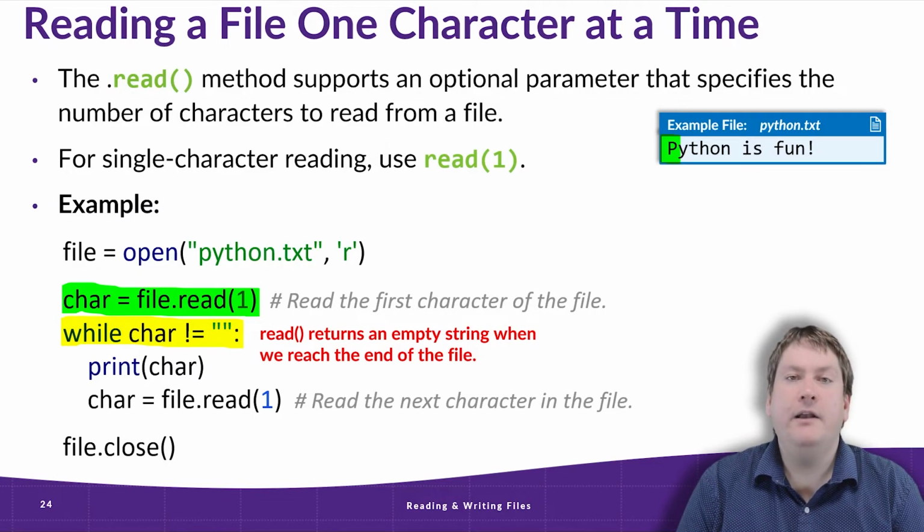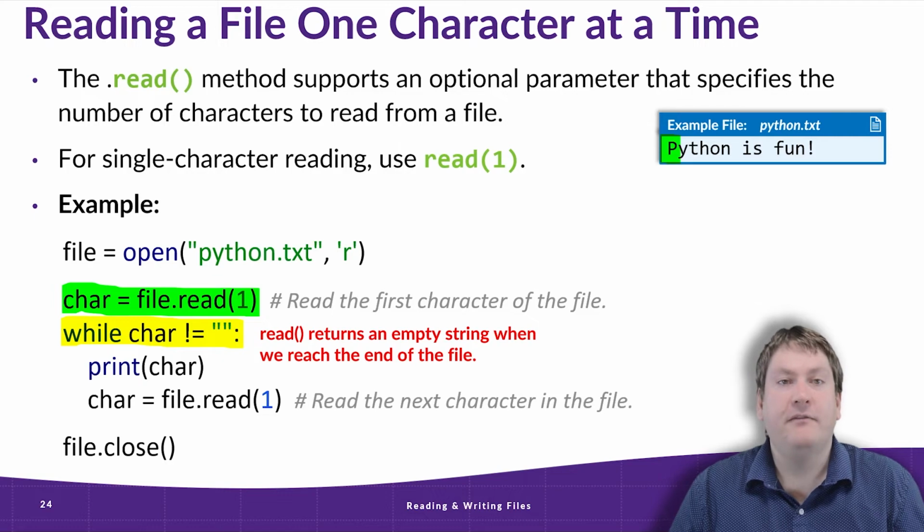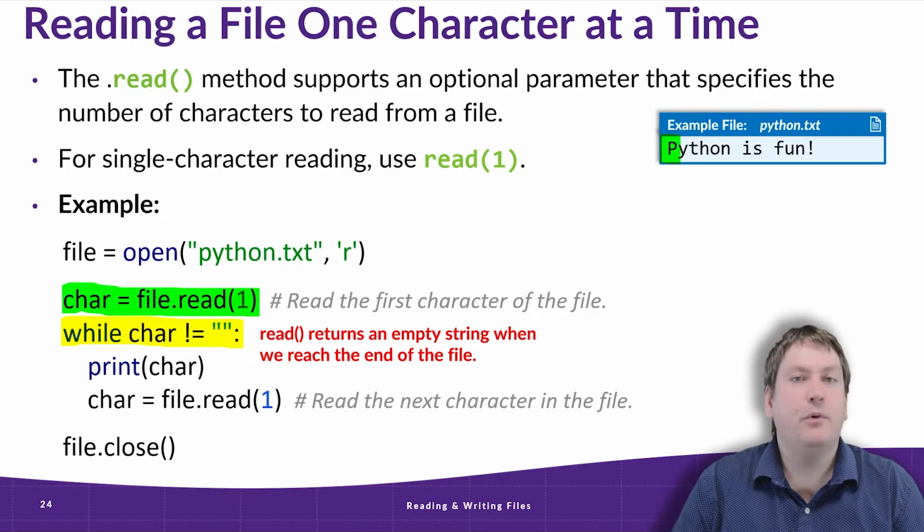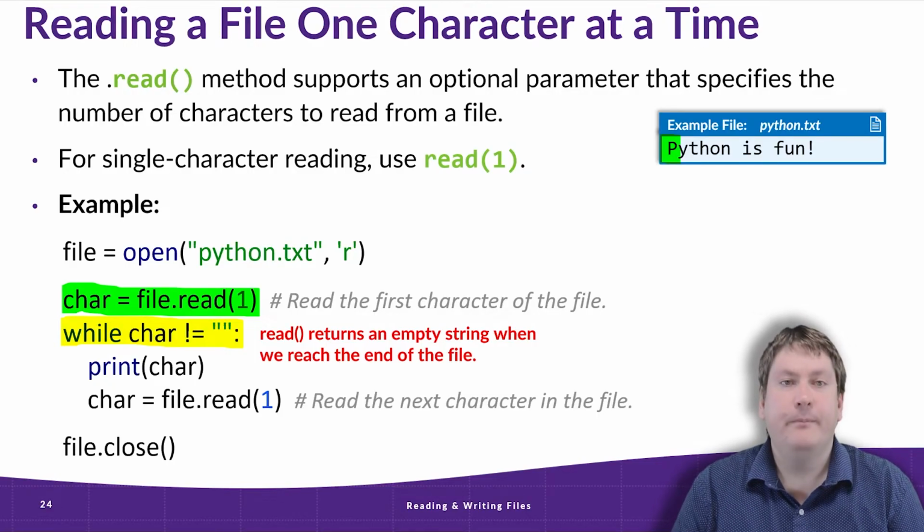Now, this while loop is going to keep running until it reaches the end of the file. And just like readline, when read reaches the end of the file, it returns an empty string. So what we're checking here is, are we at the end of the file? Is char an empty string? As long as we're not at the end of the file, we're going to keep running through the file one character at a time instead of one line at a time.